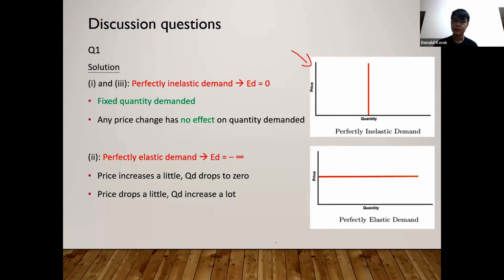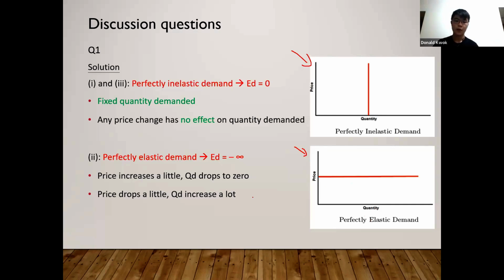Okay, so when the price increases a little, the quantity demanded drops to 0, while if the price drops a little, the quantity demanded increases a lot. Okay, it tends to infinity. And the graph for this case would be the horizontal line as shown.